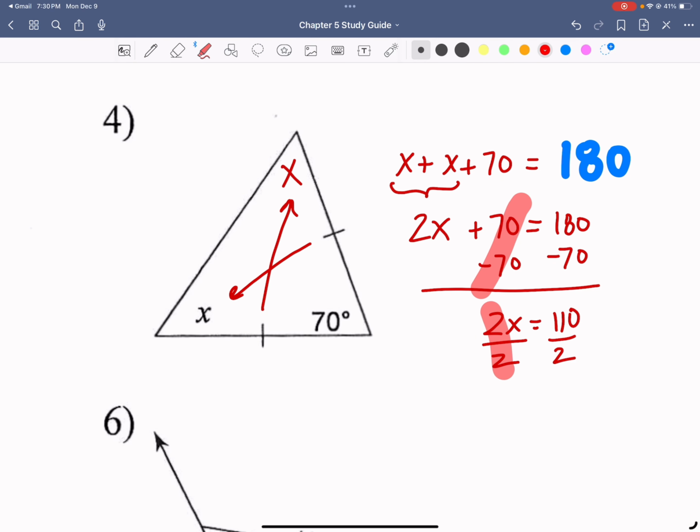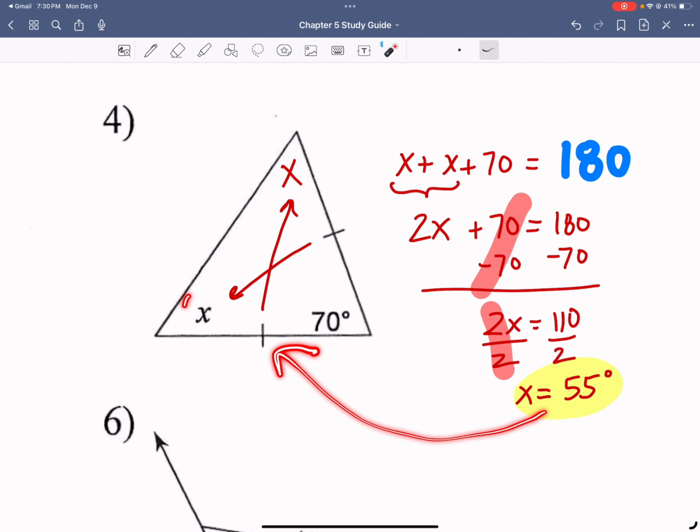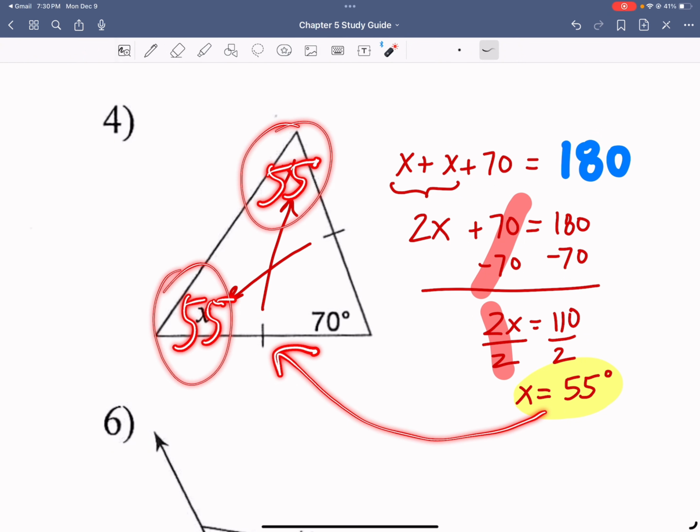Cancel out. And in this case, x is just going to be equal to 55 degrees. And remember, if you want to check that this is the right answer, just plug it back in. If this is 55 and this is 55, do these three numbers add up to 180? Well, I'm going to tell you that they actually do. Just go ahead and plug it into a calculator.